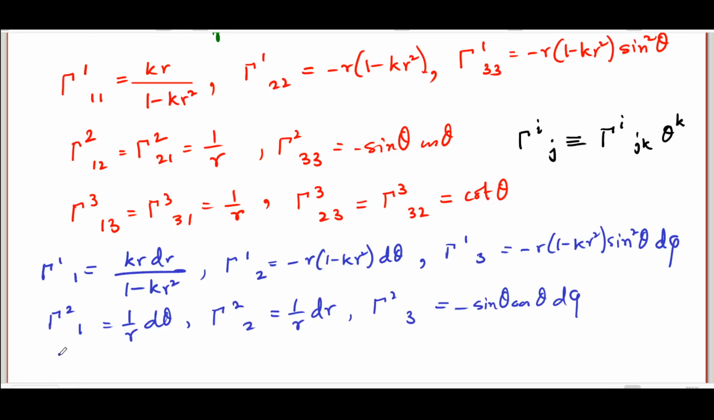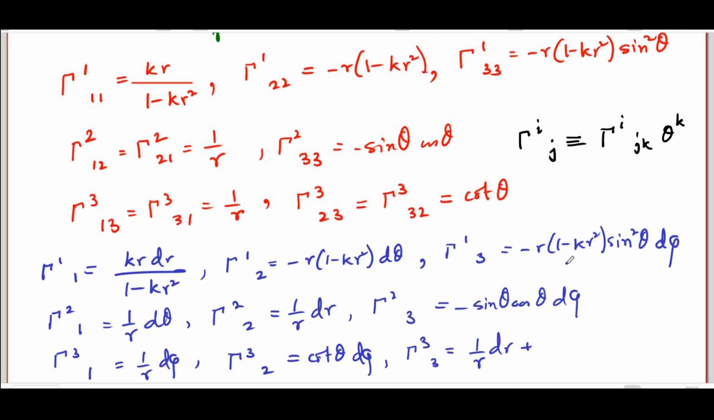Finally, what about the gammas with 3 up here? 3, 1 will come from gamma 3, 1, 3. So 1 by r d phi. Gamma 3, 2, from this, cotangent theta d phi. Gamma 3, 3 will show you something which you have not seen in all the other gammas that we have calculated so far. You actually have two terms contributing here, one from gamma 3, 3, 1 and the other from gamma 3, 3, 2. So you get 1 by r dr, that's gamma 3, 3, 1 theta 1, plus gamma 3, 3, 2 theta 2, that's cotangent theta d theta.